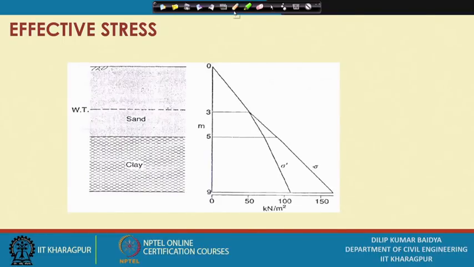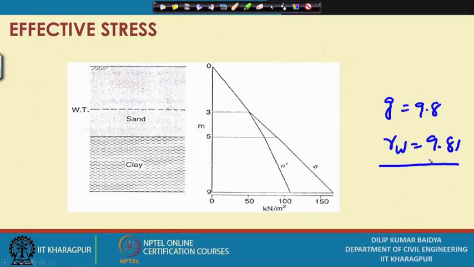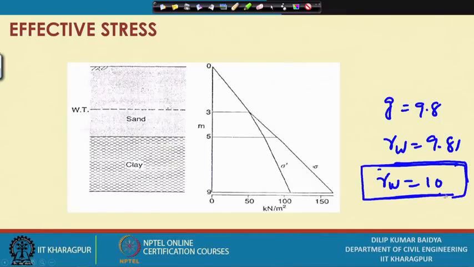But sometimes, instead of using the G value or 9.81 or gamma W as 9.81, in civil engineering applications many times gamma W of 10 can also be used. But since in most competitive exams we do not know what value they expect, it is better to use the correct value of 9.81. If you use 10, you will get the value I got before. So, better to use 9.81 for gamma W, and I have used it in my calculation.